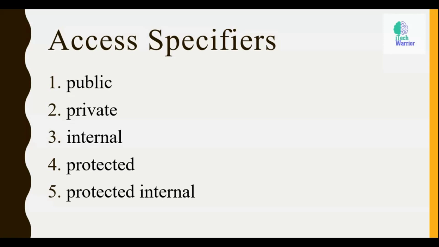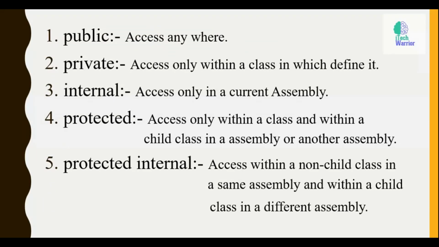So in C sharp, there are five types of access specifiers: public, private, internal, protected, and protected internal. So let's understand one by one.